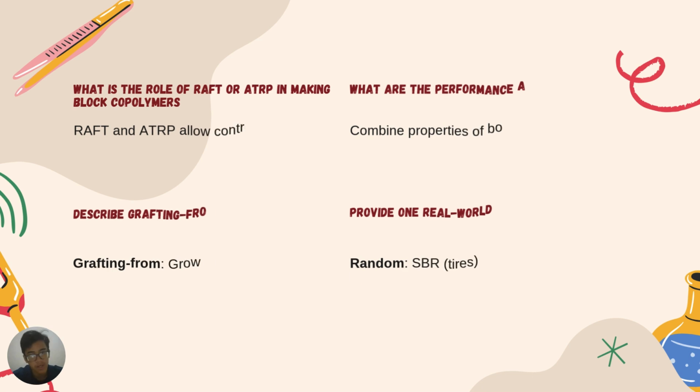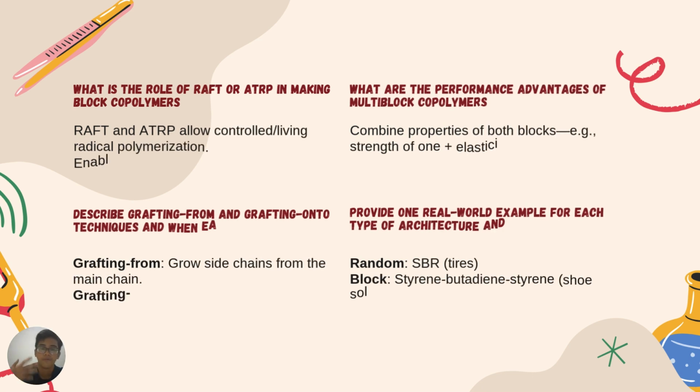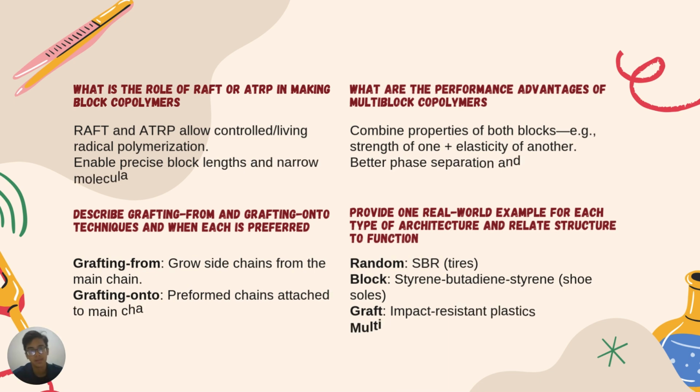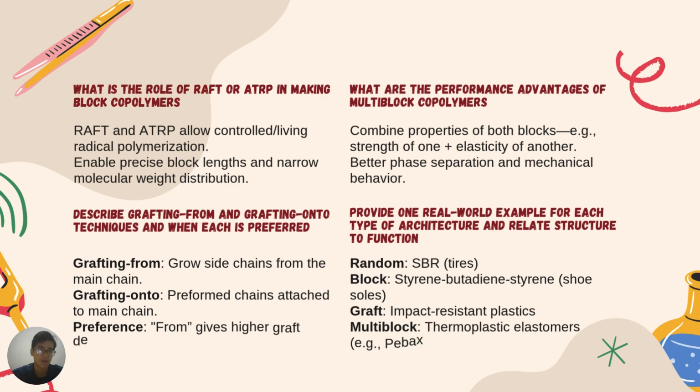So, for the fifth question, my friend, it is what is the role of RAFT or ATRP in making block copolymers? RAFT and ATRP allow controlled living radical polymerization, which enables precise block length and narrow molecular weight distribution. Just like chain growth, it stops the length of the chain growth and also makes it more controllable, to have a more precise and narrow molecular weight, so it is at least, let's say, customizable.